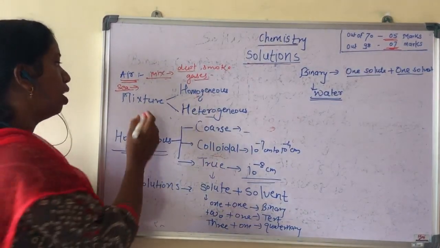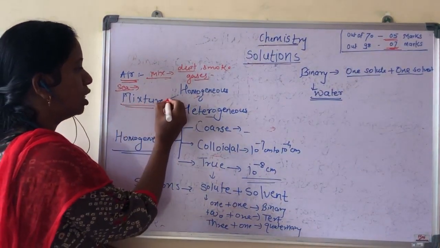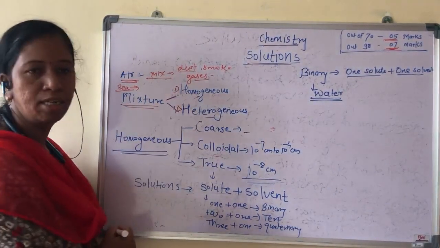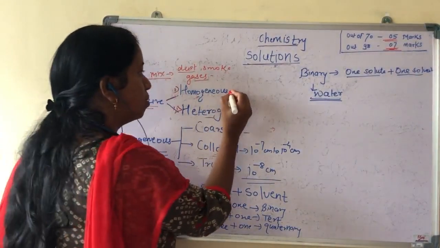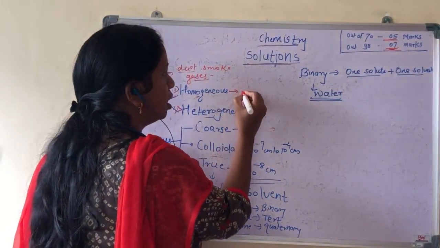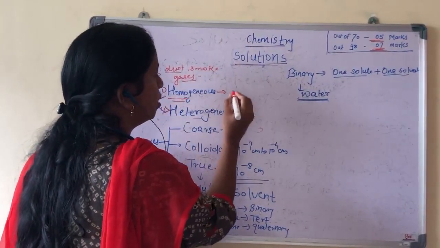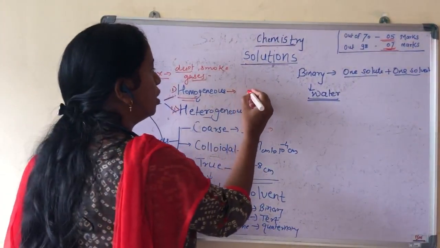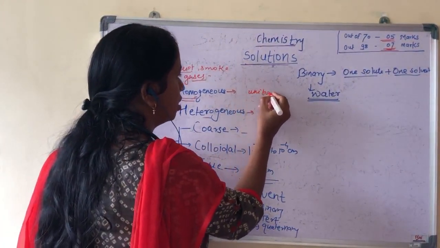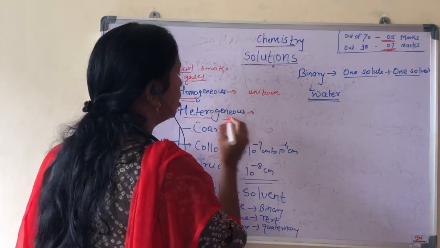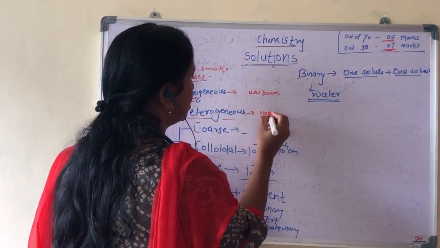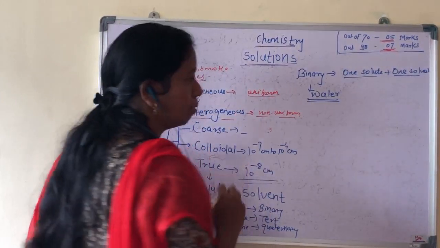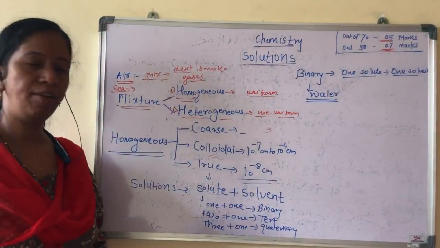Now this mixture is classified into two types: homogeneous and heterogeneous. Homogeneous means the same; the components in a homogeneous mixture are in a uniform phase, and the components in a heterogeneous mixture are in a non-uniform phase. Uniform and non-uniform means that the sizes are different.